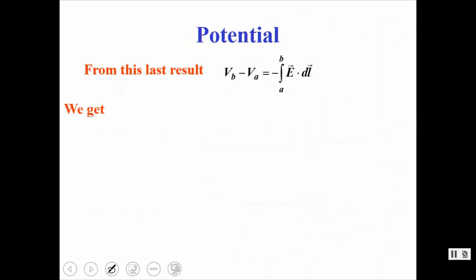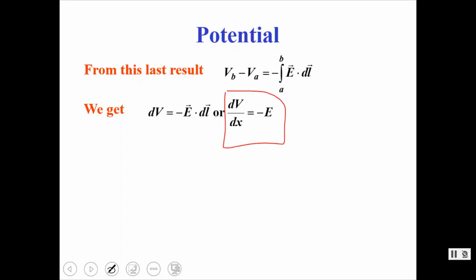So what we end up getting is that dV is equal to negative E dot dl, or dV/dx is equal to negative E. Because once again, that's like undoing the integral essentially. This is one of the most important things that we will define: E is equal to negative dV/dx. This is what we needed in order to be able to do our lab. We've actually talked about this, but now we're looking a little more in depth at how those are related and where this comes from.